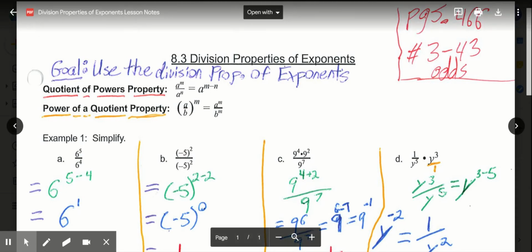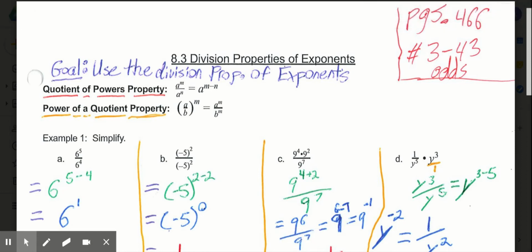Then we have the power of a quotient property, which states if we have a fraction to a power, we can separate the numerator and denominator, and both numbers or values can go to that power.